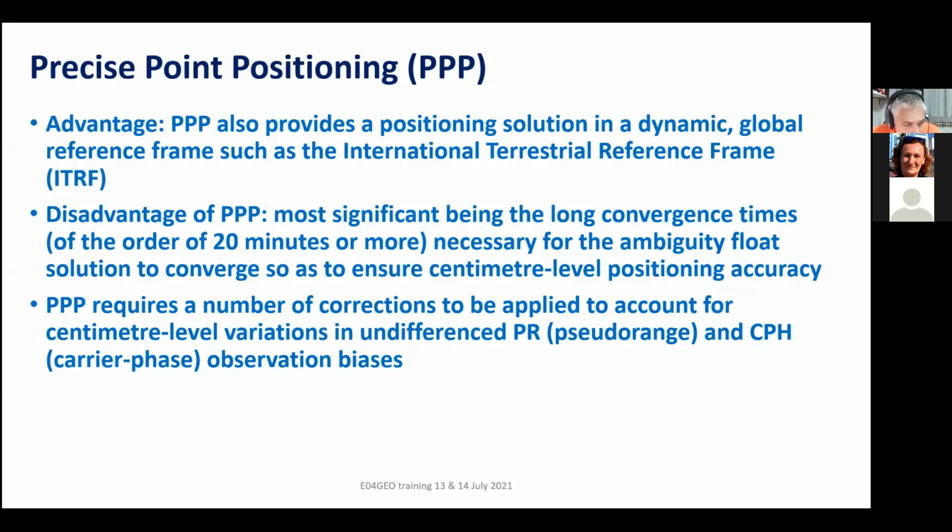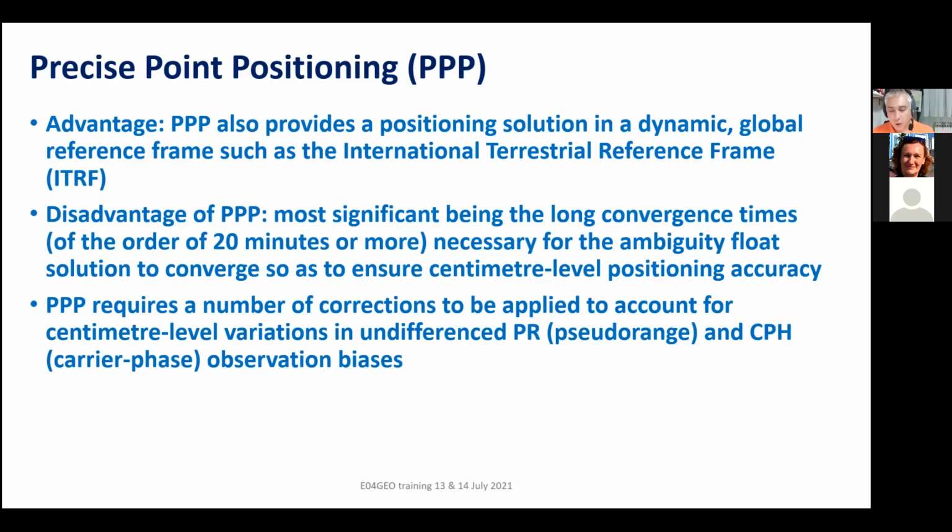So directly, you do not need a reference station. By directly, you obtain your solution in ITRF. What is a disadvantage? The most significant disadvantage is the long convergence times, of the order of 20 minutes or more, necessary for the ambiguity float solution to converge so as to ensure centimeter level positioning accuracy.